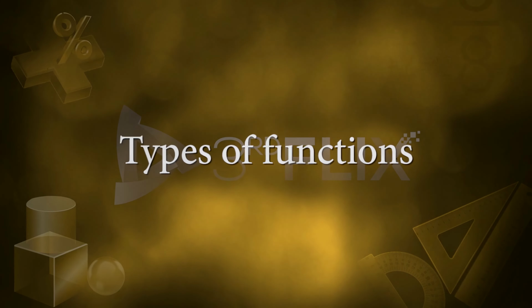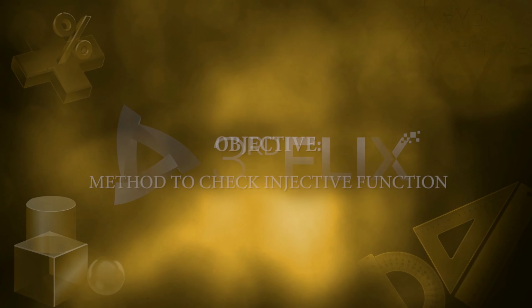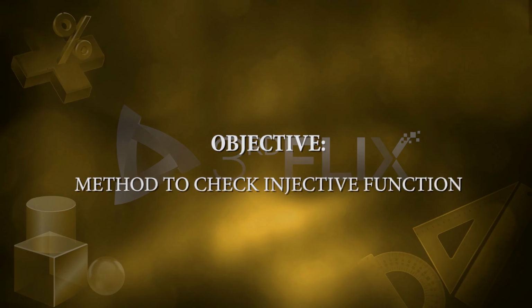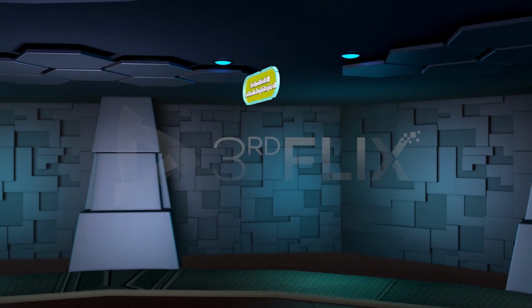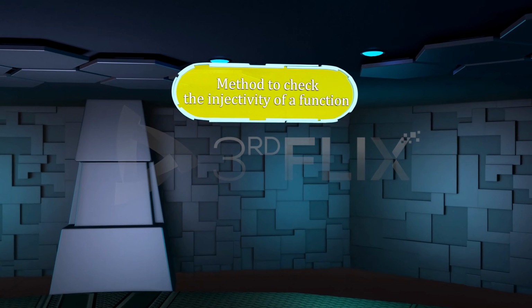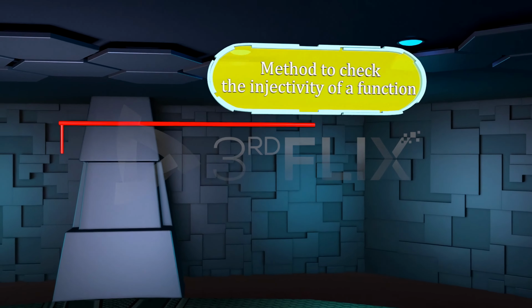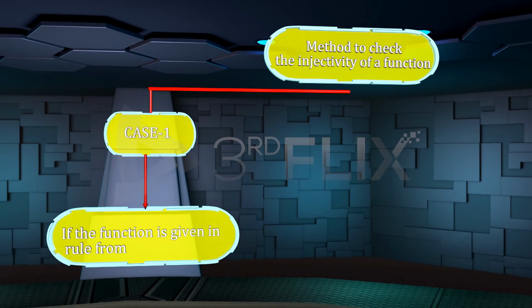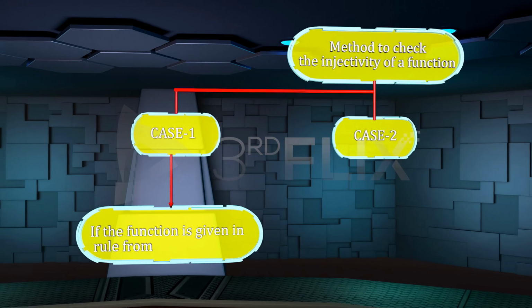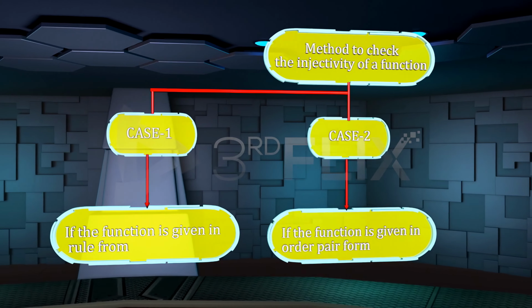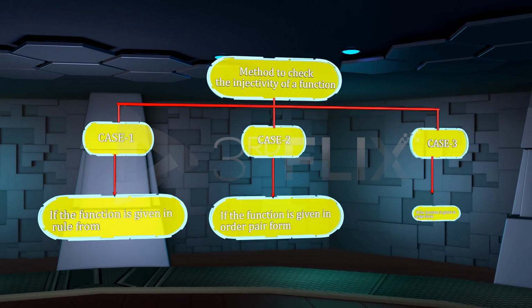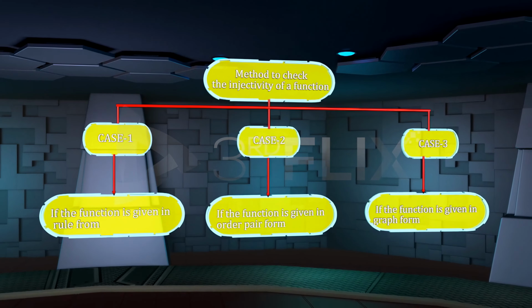Types of functions. Method to check the injectivity of a function. Case 1: if the function is given in the rule form. Case 2: if the function is given in ordered pair form. Case 3: if the function is given in graph form.